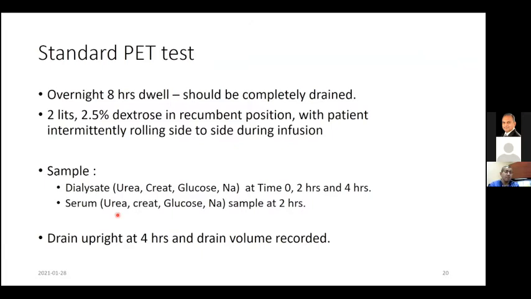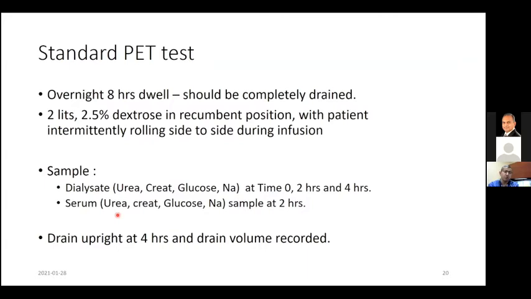Then you collect samples: a dialysate sample and a serum sample. In the dialysate sample, you take urea, creatinine, glucose, and sodium at time 0, 2 hours, and 4 hours. In the serum, you do it only at 2 hours. The reason is that the serum or blood is in a constant state of stability compared to dialysate, which is going to come and go. Of the four tests we order, urea, creatinine, glucose, and sodium, it's only the creatinine that is most important for us. The other three are supportive, or used as controls.